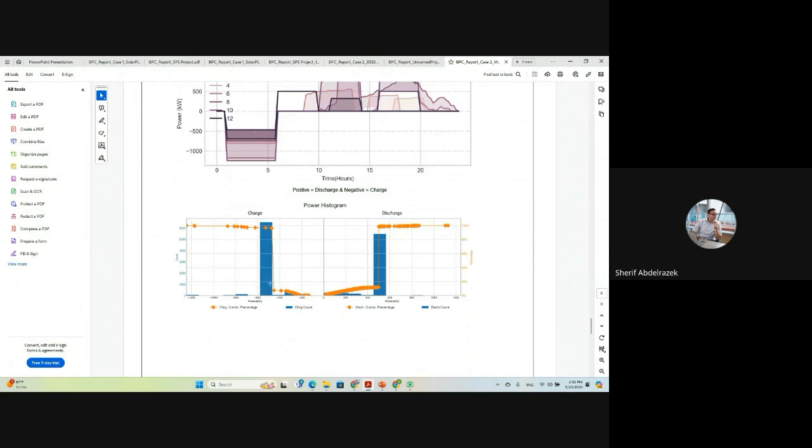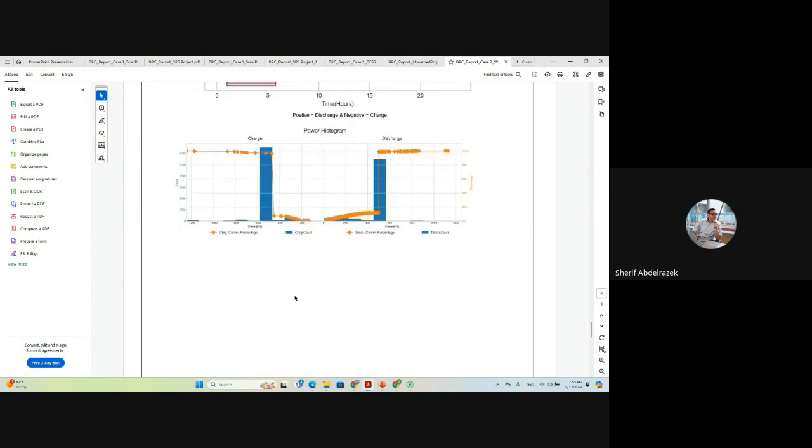So we can very quickly notice the impacts of the schedule application. So here on the charge, we're at 500 kW. We're at more than 6,000 data points. And discharge at the same level. So that's the schedule application.